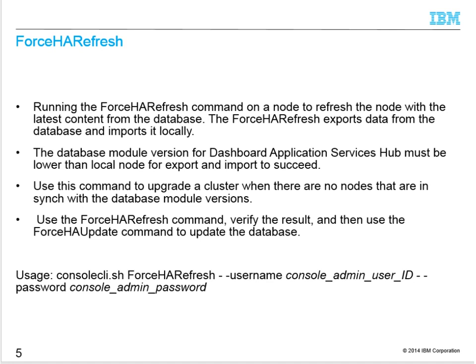Run the force-ha refresh command on a node to refresh the node with the latest content from the database. The force-ha refresh exports data from the database and imports it locally. The database module version for Dashboard Application Services Hub must be lower than the local node for export and import to succeed. Use this command to upgrade a cluster when there are no nodes that are in sync with the database module version. Use the force-ha refresh command and verify the result, and then you can use the force-ha update command to update the database.